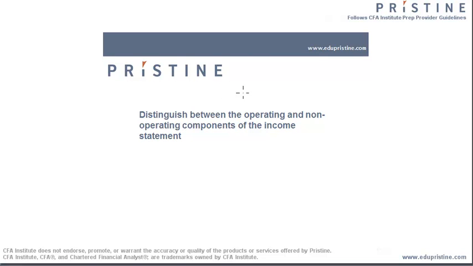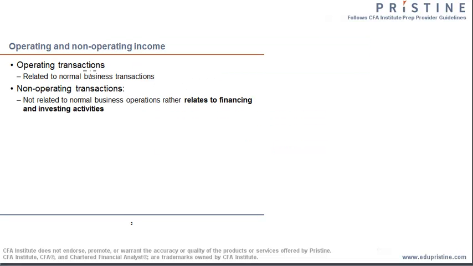Hi friends, this LOS basically deals with defining and differentiating between an operating income and a non-operating income component from an income statement perspective. So let us first look at what are operating transactions. Operating transactions are those transactions which are related to normal business transactions, and hence any income generated out of these transactions would be called operating income.